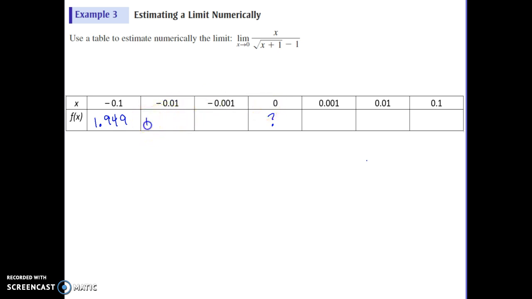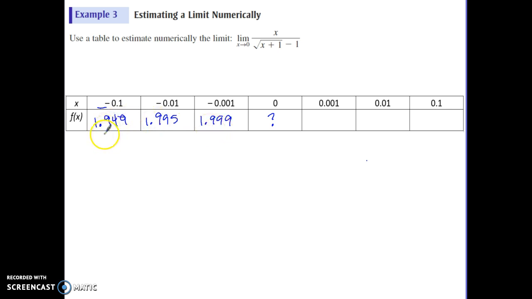So plugging that in, I get 1.995. This x value is even closer to 0. So plugging negative 0.001 in for x in my function, I'm getting 1.999. So as x is approaching 0 from the left, we can see that my function appears to be getting closer and closer to 2.